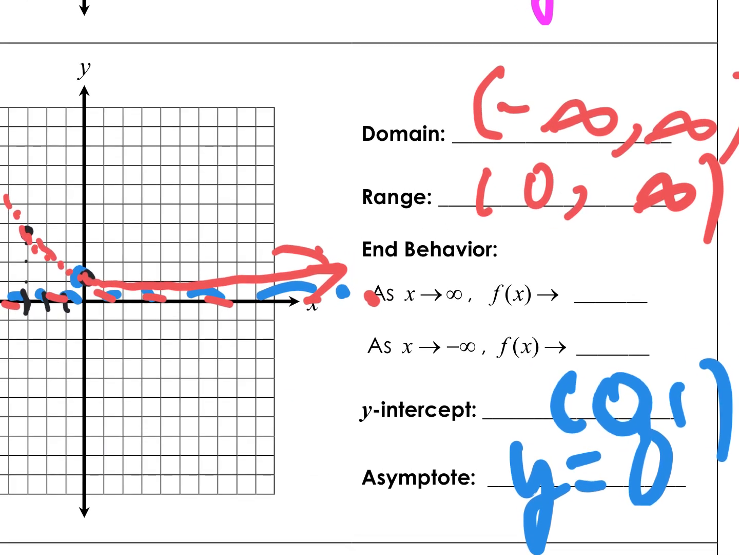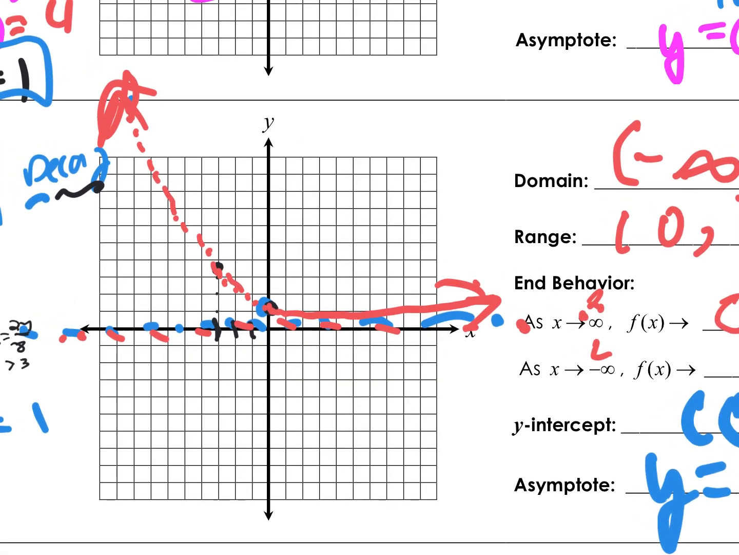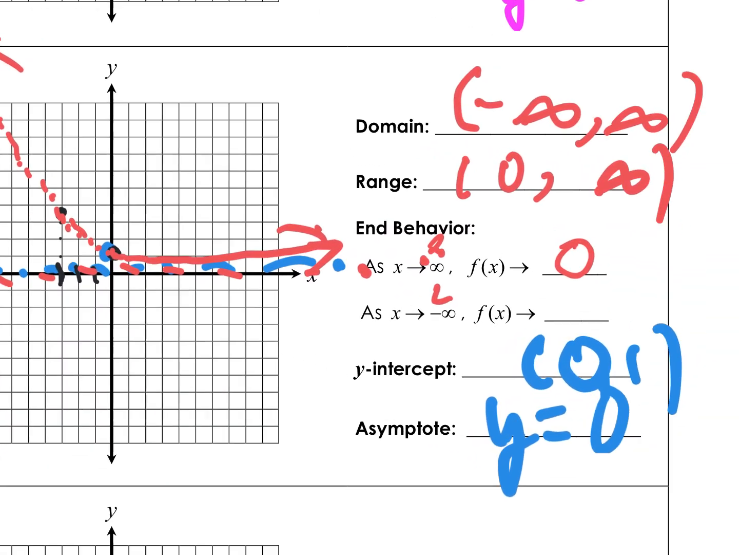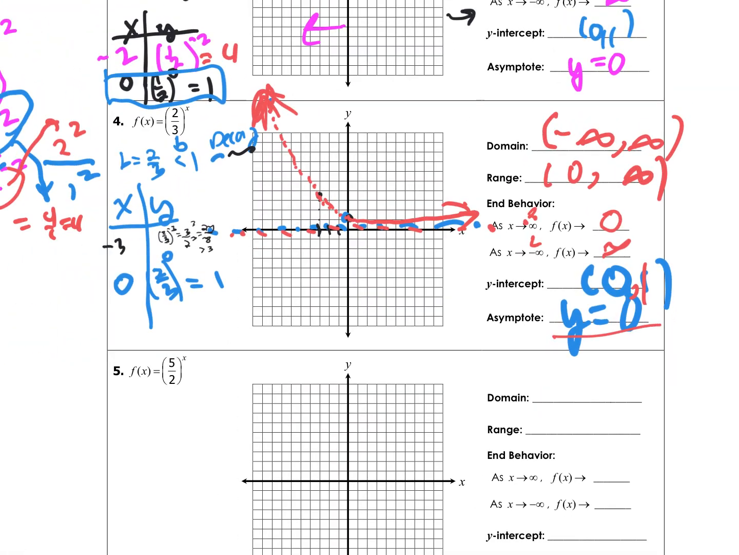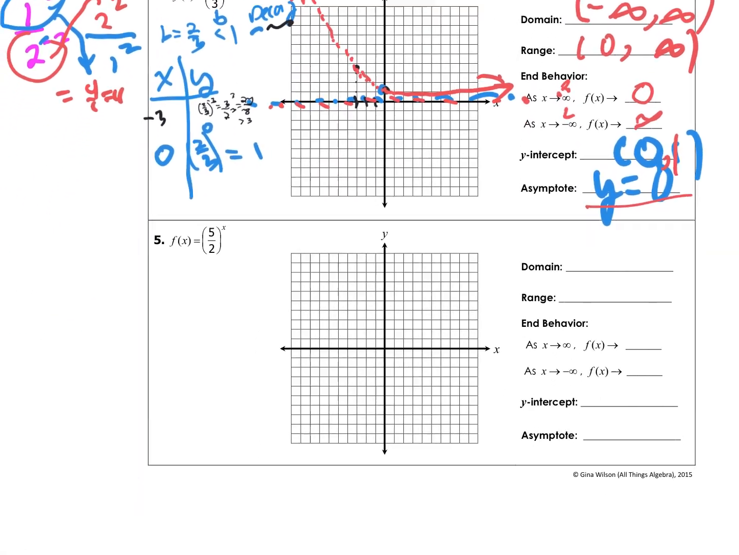As x goes to the right forever, I'm approaching the asymptote, 0. As x goes to the left forever, let's see, left forever, oh, look at that. It's flying high. It's going up, up, up, up, up. That's infinity. And we already have the (0, 1) right here. We already have the y is 0. That one's done.